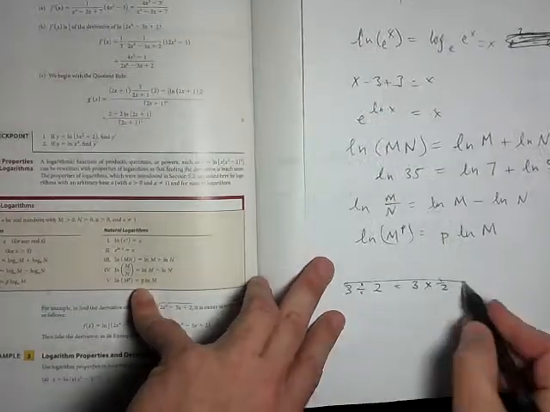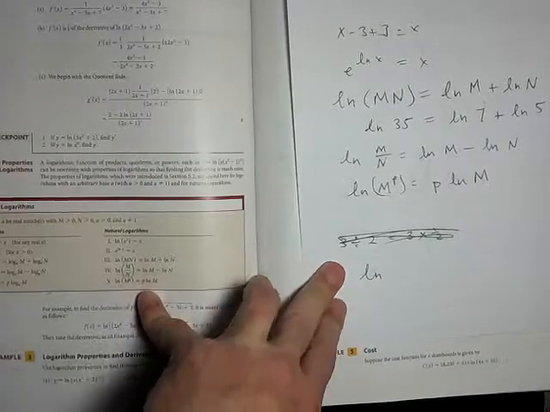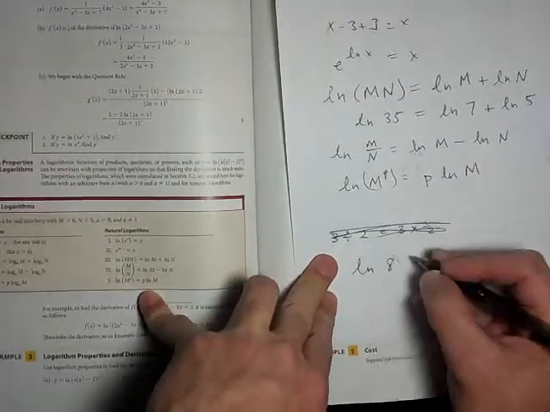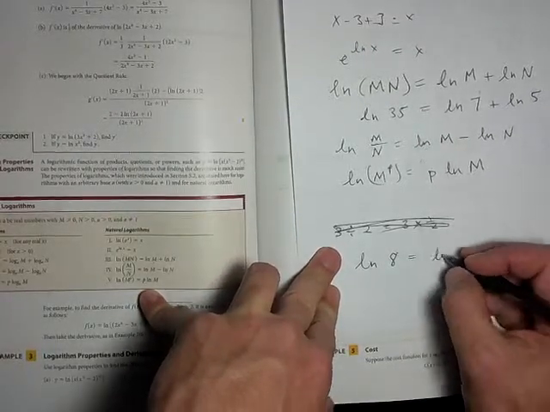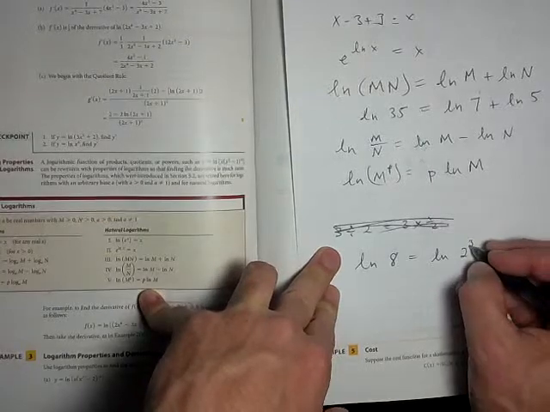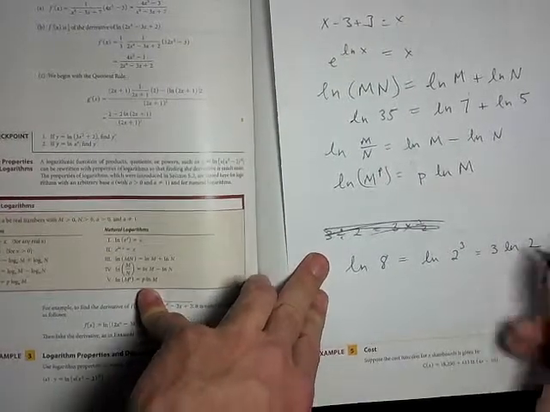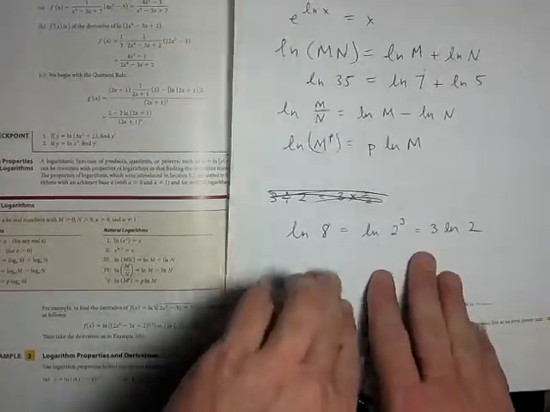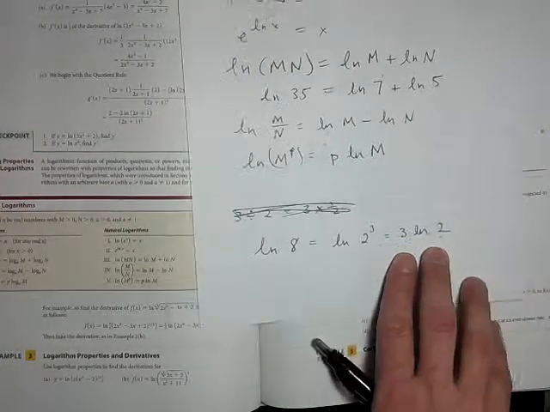And an example of that would be, let's take the natural log of 8. Well, 8 is the same thing as 2 cubed, so this is natural log of 2 cubed. So this should be the same thing as 3 times the natural log of 2. So do in your calculator natural log of 8, get a number, and then do 3 natural log of 2 and make sure that those are the same number.